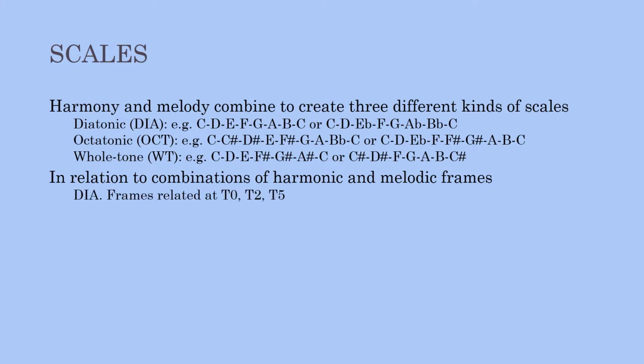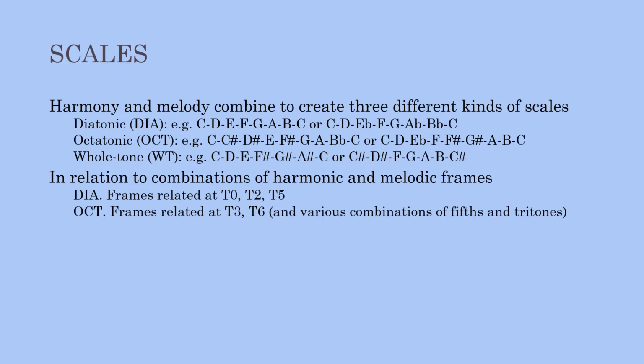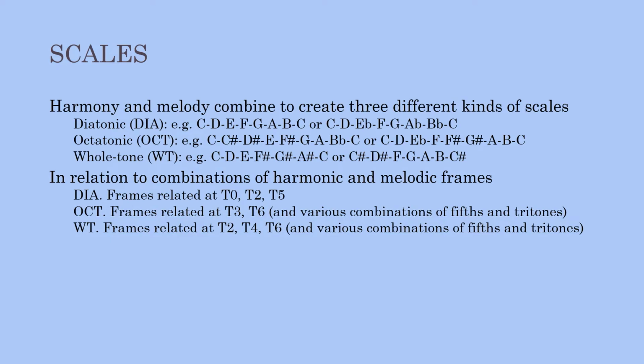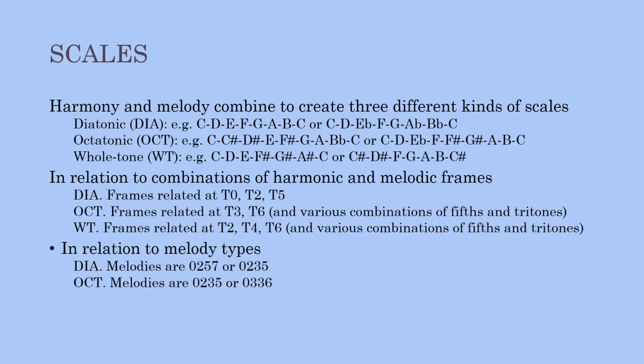The diatonic is associated with T0, T2, and T5, the octatonic with T3 and T6, and with the various combinations of perfect fifths and tritones, the whole tone with T2, T4, T6, and with various combinations of perfect fifths and tritones. These collections are associated also with the four principal melody types. 0257 melodies are diatonic, 0235 melodies are diatonic or octatonic, 0336 melodies are octatonic, and 0246 melodies are whole tone.